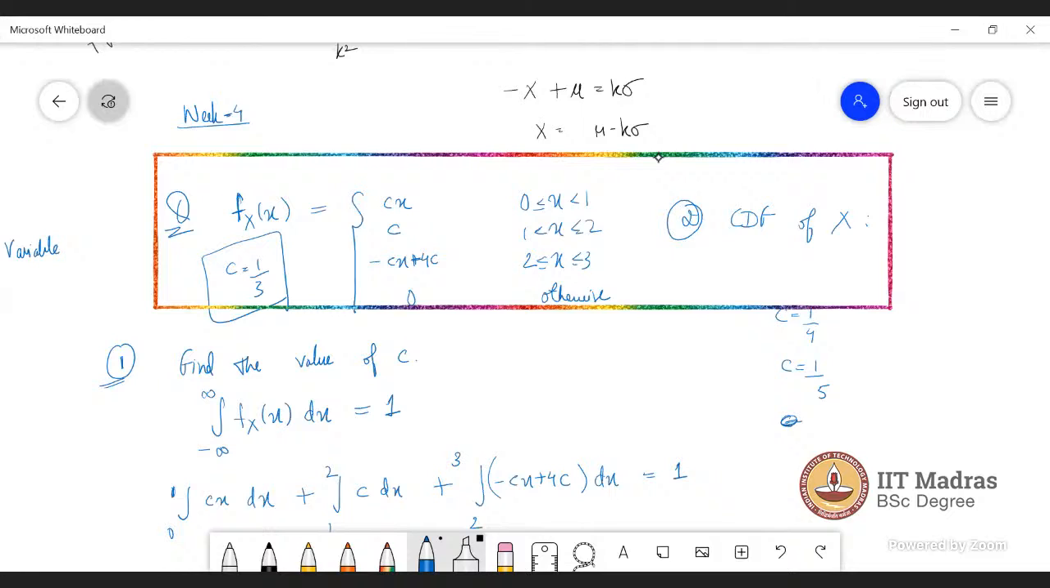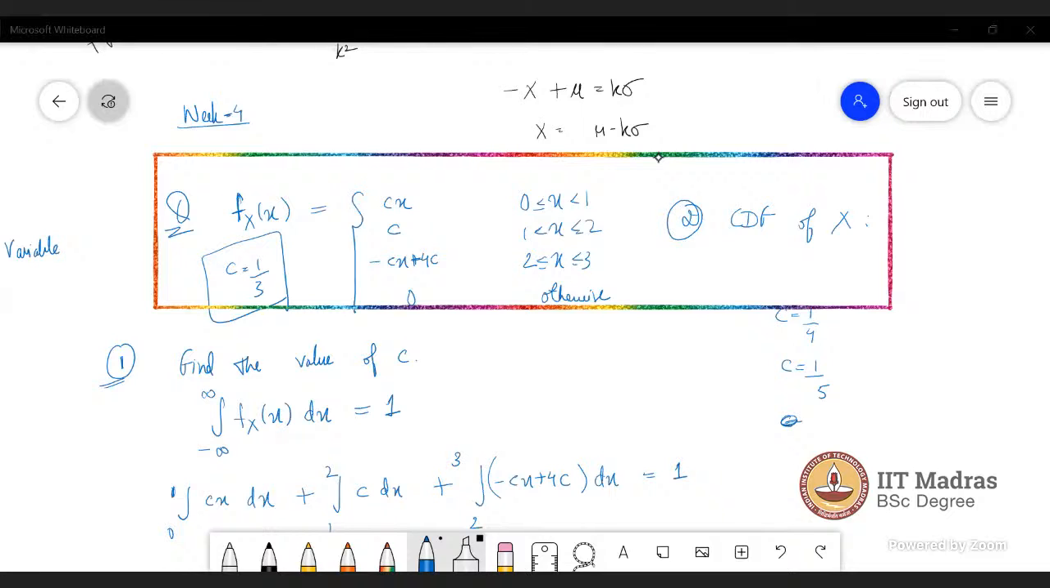Rahul, can you tell your answer? Yeah, ma'am. The first one is 1/3, the second one is 0, and the third one is minus 1/3. No, that is wrong.